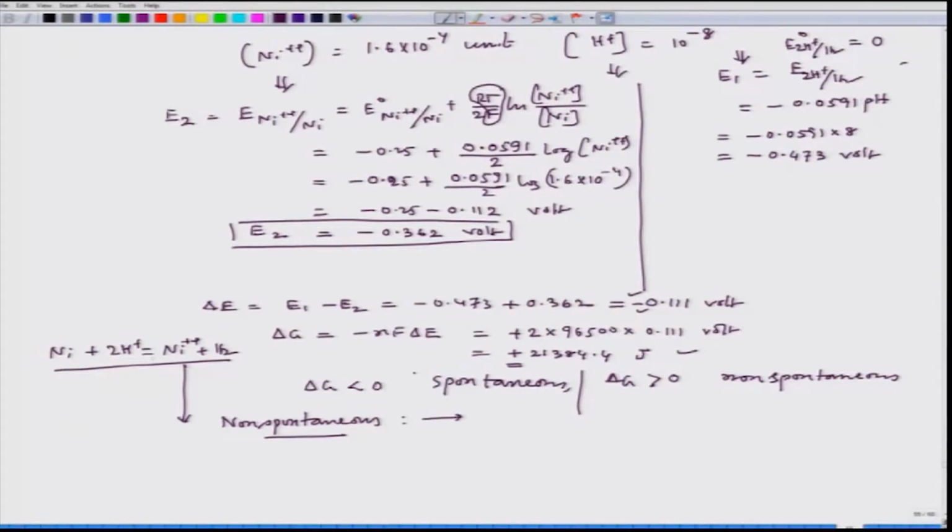So, if this particular process is non-spontaneous, then the reverse process should be spontaneous. So, the nickel ion rather would get reduced. So, nickel corrosion is not feasible in the present condition.